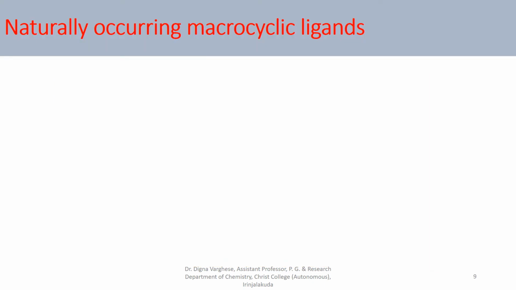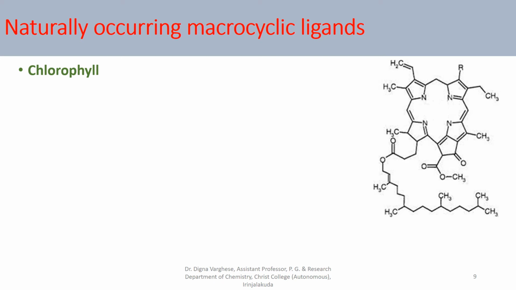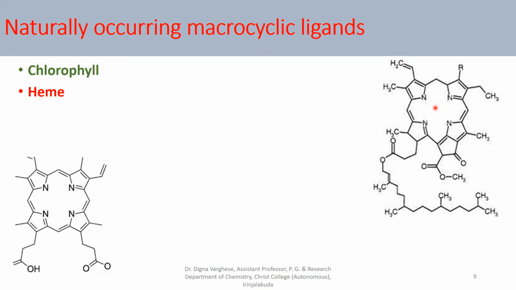Naturally occurring macrocyclic ligands, for example chlorophyll, that we all know. In this we can see a tetrapyrrole system with four nitrogen atoms coordinated to the metal atom. In chlorophyll, magnesium is the central metal atom. Another one is heme. Heme is similar to chlorophyll, with a porphyrin ring system. It acts as a macrocyclic ligand, and the substituents are different. Another one is vitamin B12.